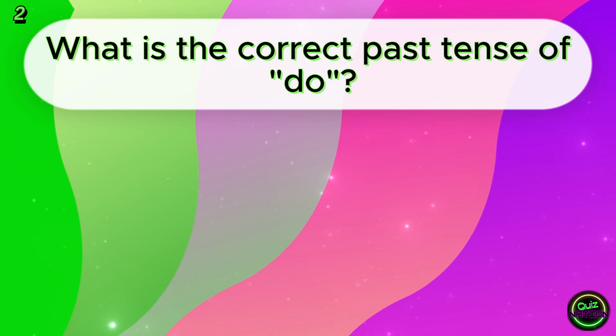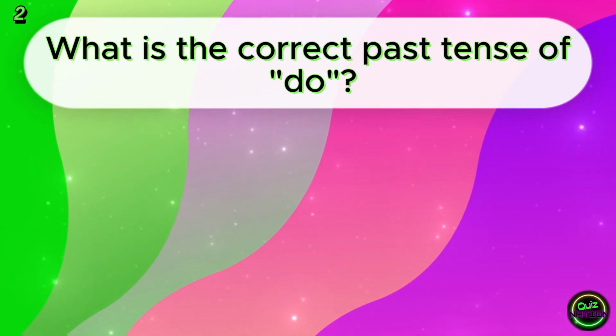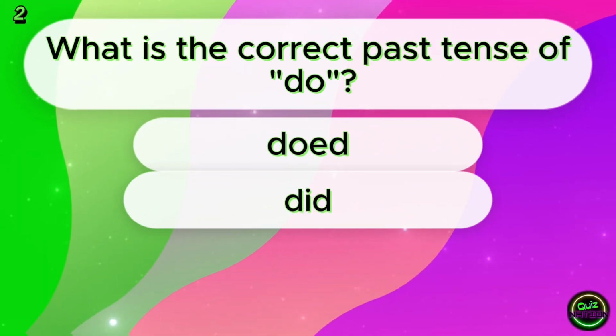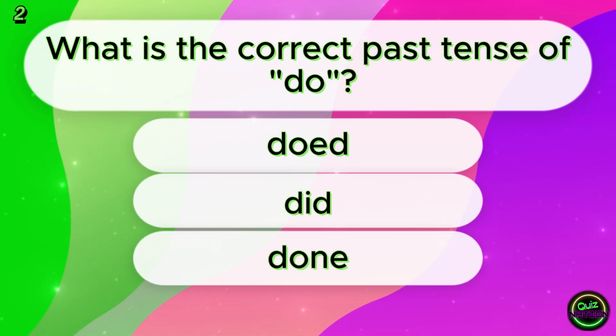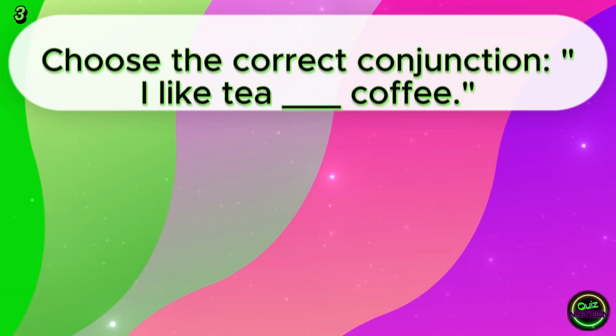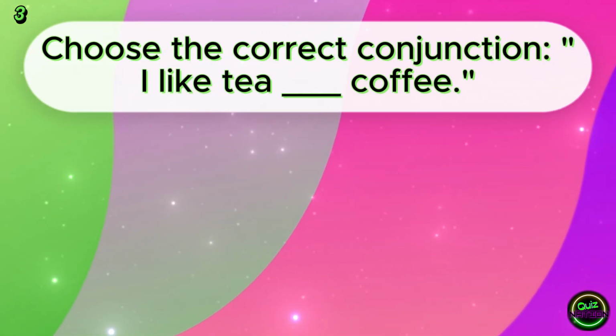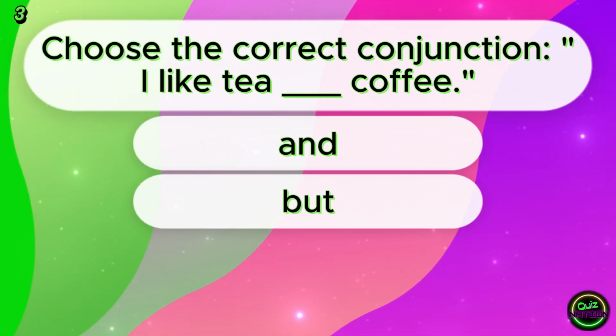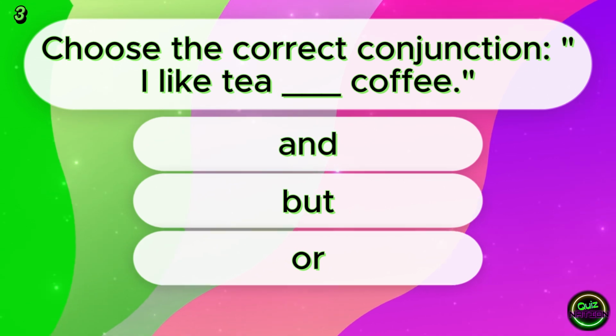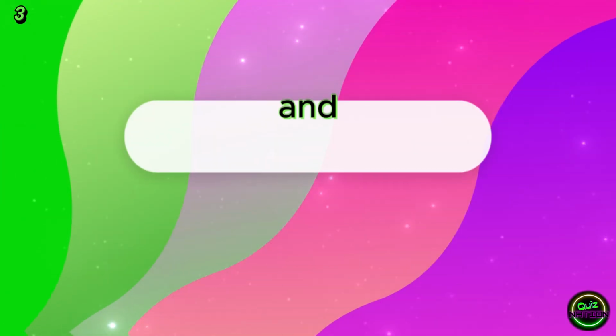What is the correct past tense of do? Doed, did, done. Did. Choose the correct conjunction. I like tea blank coffee. And, but, or. And.